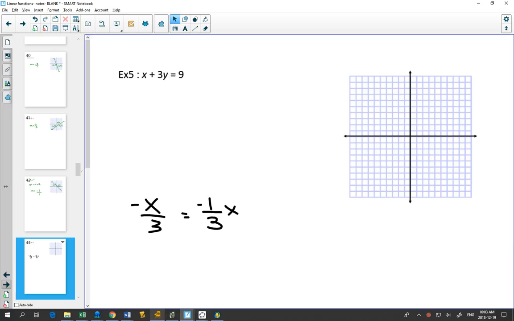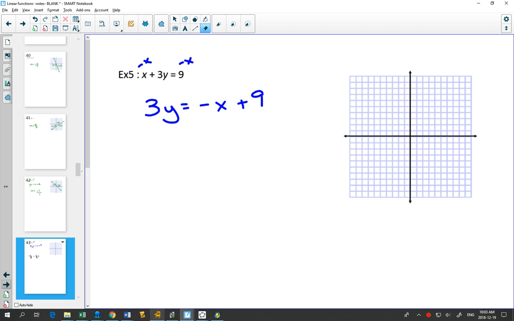To change this to y equals mx plus b form, it's trickier because we have a number in front of the y. So again, we're going to subtract x on both sides. I'm going to write that minus x first. And at this point, to get y by itself, you need to divide both sides by 3. When dividing both sides by 3, I can show my work like this.